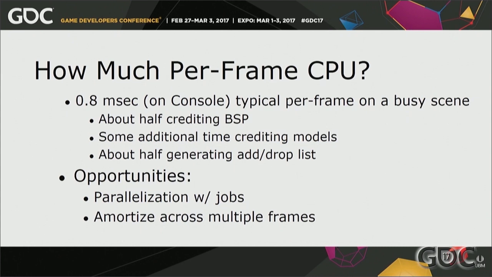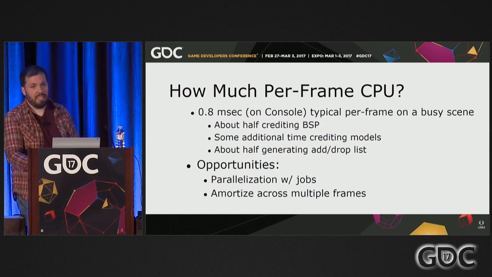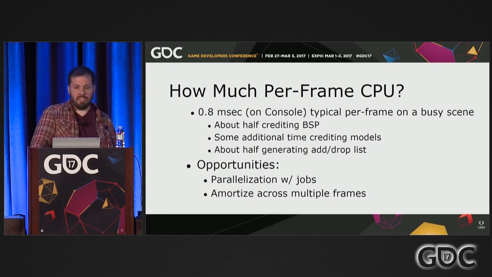As far as the actual game runtime, it's about a millisecond, a little less than a millisecond in a typical busy scene. About half of that's doing the BSP culling. There's some time culling models, and the other half is sorting and compiling the final list. There's some optimization opportunities. We'd like to maybe push things onto some job threads. We'd like to maybe amortize across multiple frames because you really don't need to have an up-to-date list every frame, because your hard drive can't possibly keep up with that.